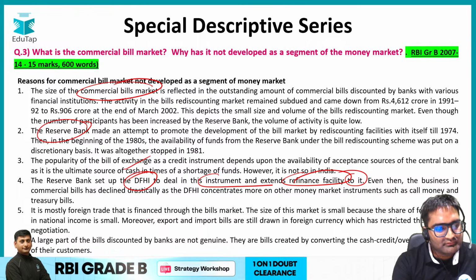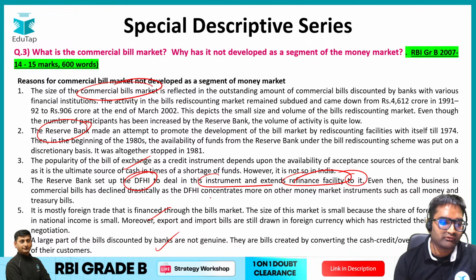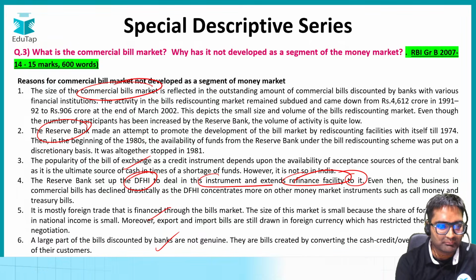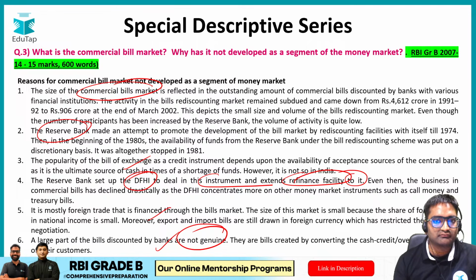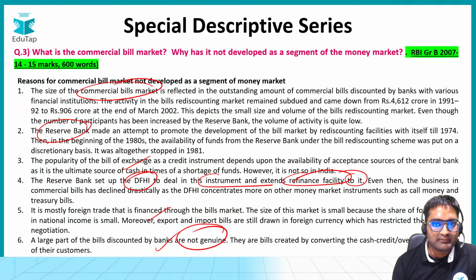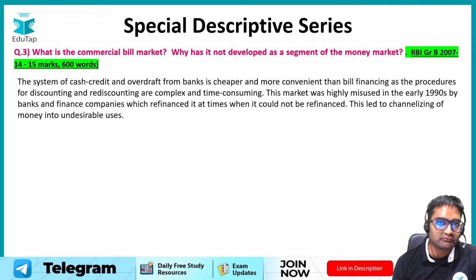Okay, and commercial bill is mostly a foreign trade related thing, right? And a large portion of these discounted bills are not genuine. So obviously these are the things because of which the market is not that much developed.